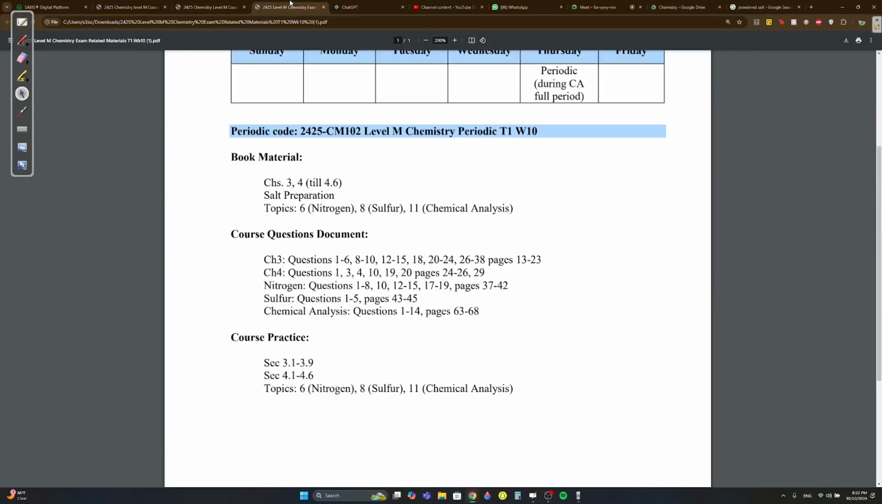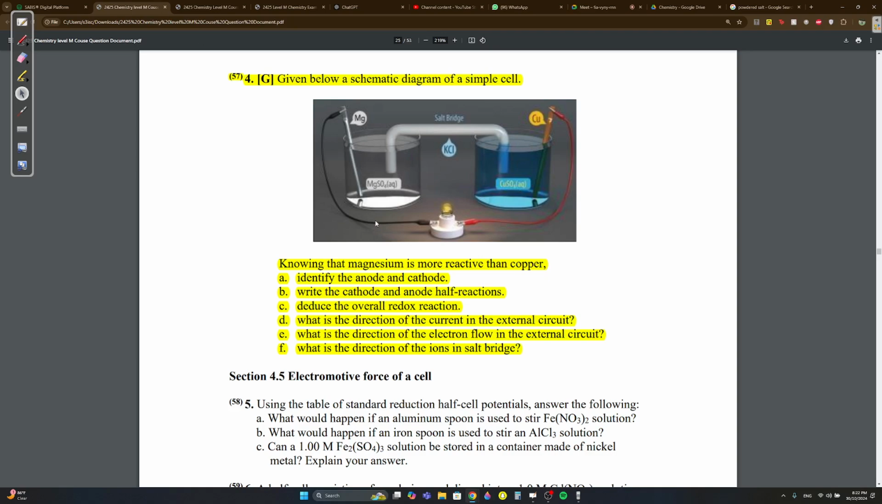Question 4. 4 is required, yes. Given below is a schematic diagram of a simple cell. You have Mg and Cu. Knowing that magnesium is more reactive than copper, which one is the anode? Always the more reactive one is the anode. So the anode will be magnesium and the cathode will be copper.